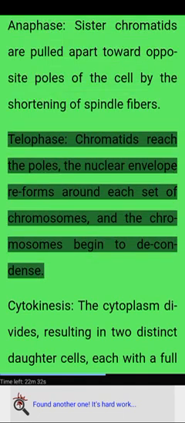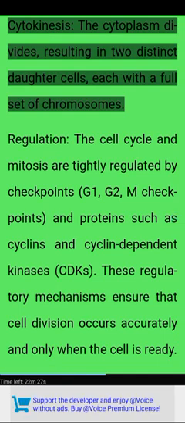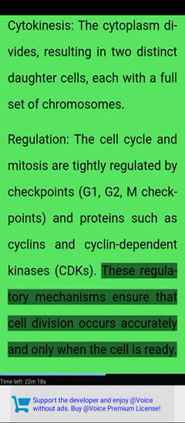Telophase. Chromatids reach the poles, the nuclear envelope reforms around each set of chromosomes, and the chromosomes begin to decondense. Cytokinesis. The cytoplasm divides, resulting in two distinct daughter cells, each with a full set of chromosomes. Regulation. The cell cycle and mitosis are tightly regulated by checkpoints (G1, G2, M checkpoints) and proteins such as cyclins and cyclin-dependent kinases (CDKs). These regulatory mechanisms ensure that cell division occurs accurately and only when the cell is ready.